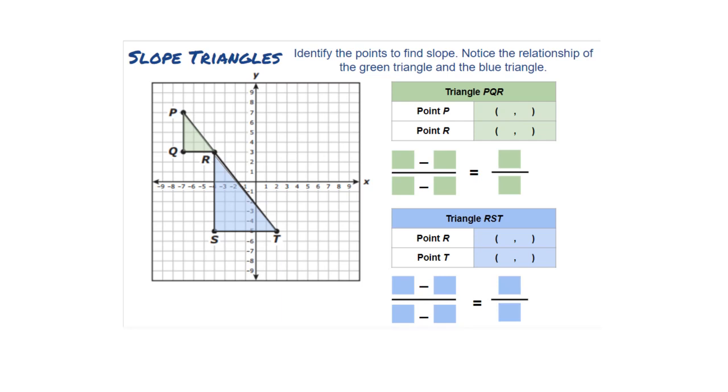In this video, we will look specifically at how to find slope from triangles. Then we will determine the relationship between the two triangles based on their slope. Let's start with the green triangle first.